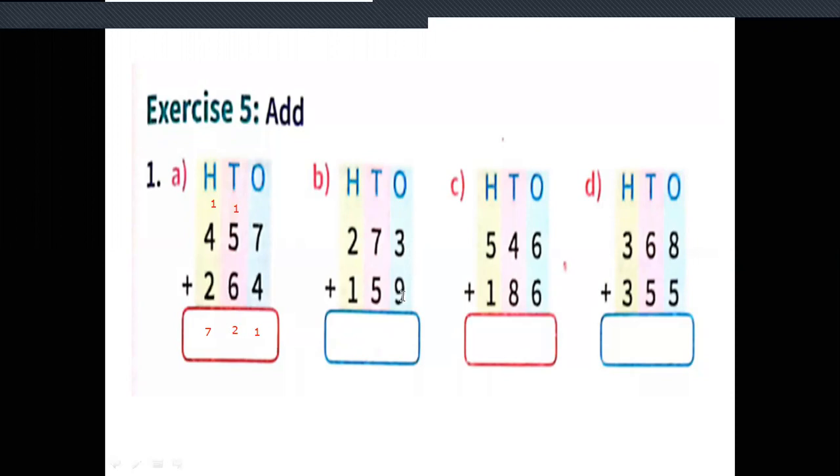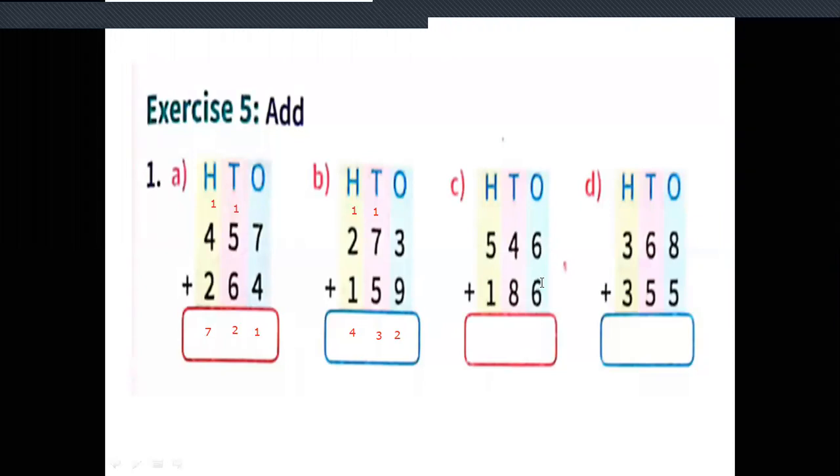Same way, see here, 3 plus 9. 3 plus 9 is nothing but 12. So in 12, 2 you will write here and 1 you will carry over to the tens place. Next, 1 plus 7 is 8. 8 plus 5 is 13. So in 13, 3 you will write here and 1 you will carry over to the hundreds place. Next, 1 plus 2 is 3. 3 plus 1 is 4. So here you are writing 4. So the answer is 432.